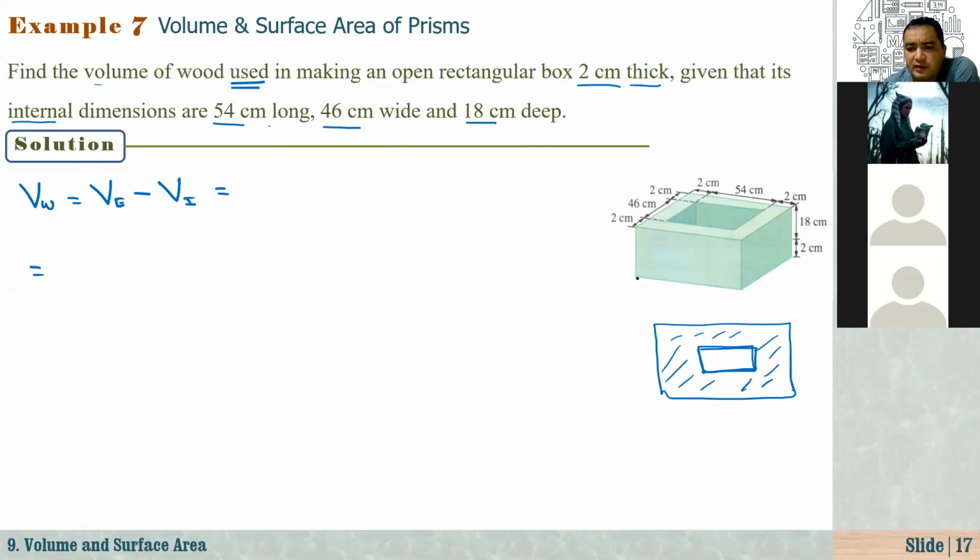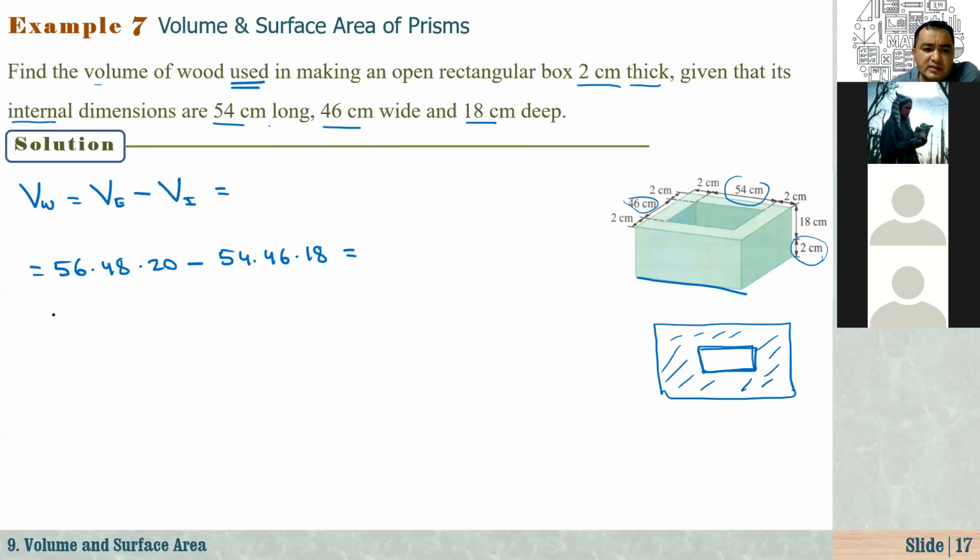The length, right? This length is 54 plus 2 plus 2. That's equal to 56, times the width, 46 plus 2 plus 2, that is 48, times the depth, 18 plus 2. Of course also at the bottom, right? The thickness of the wood is 2 centimeters. So that is 20. Minus, now calculate the internal one, that is 54 times 46 times 18.